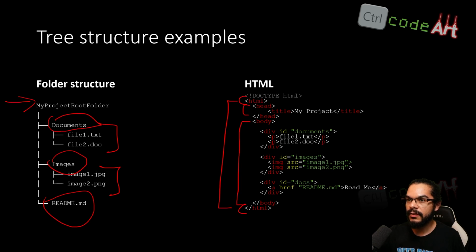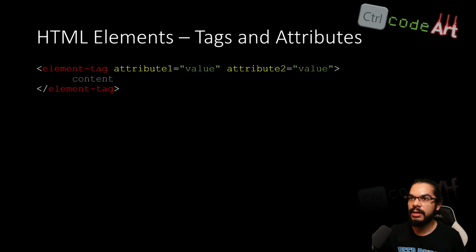And then inside of that, we have these divs. And you can see that this mimics the structure on the left. So we have a README here, and images and documents. This is how the HTML elements work.